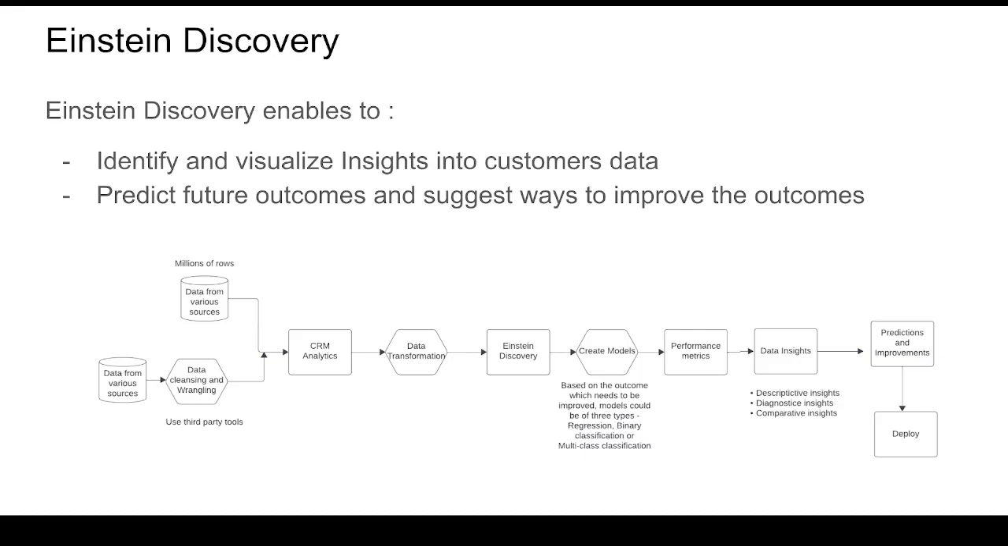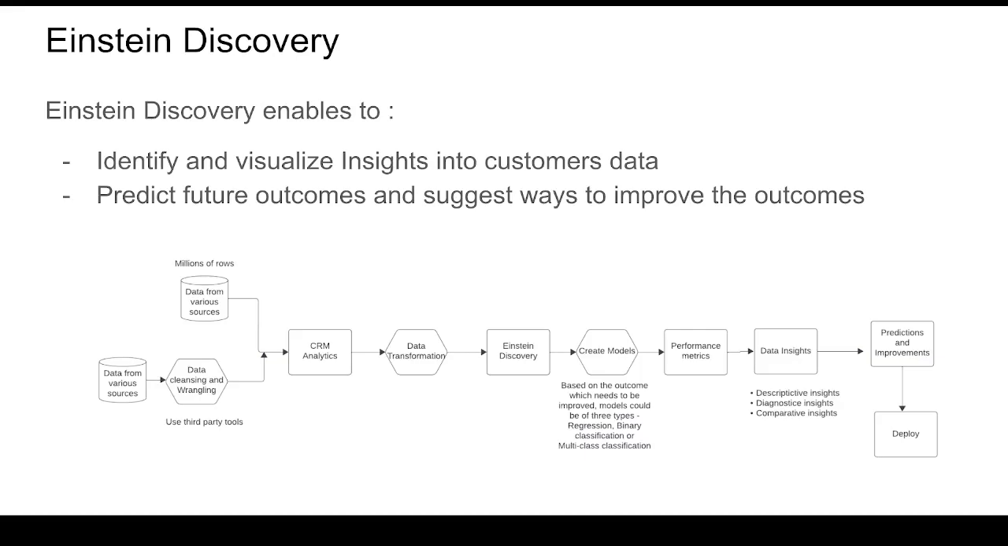That's where the model creation part comes into the picture. When we start creating models, it first asks what is the outcome which you want to improve or which you want to predict. Here, in our deal closure scenario, it's whether the deal is going to be closed or not. That's the outcome: we want to improve the likelihood of the deal closure, and we want to predict if the deal is going to be closed or not.